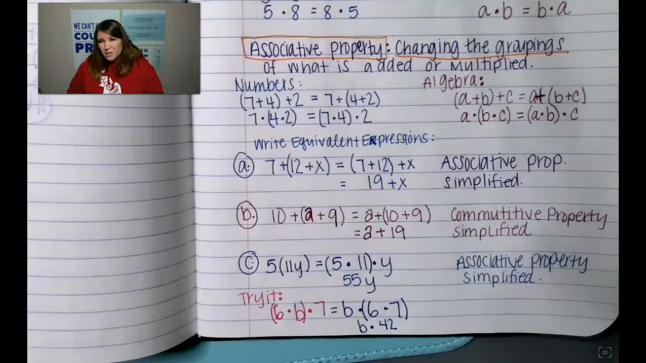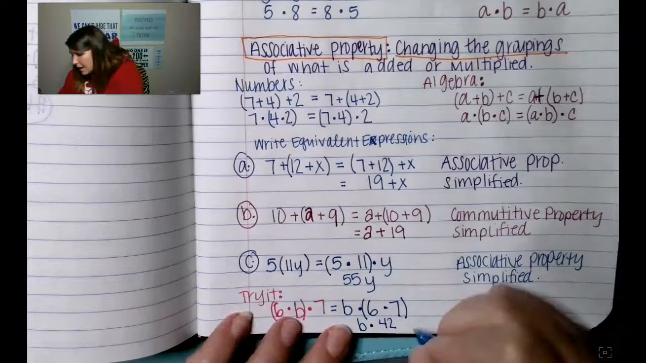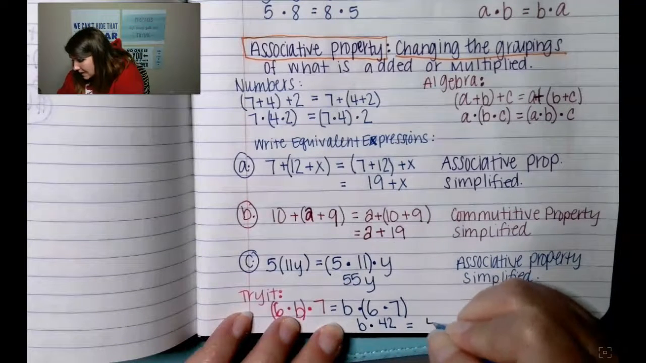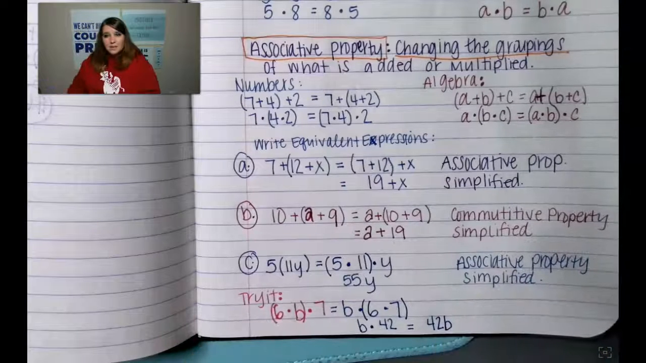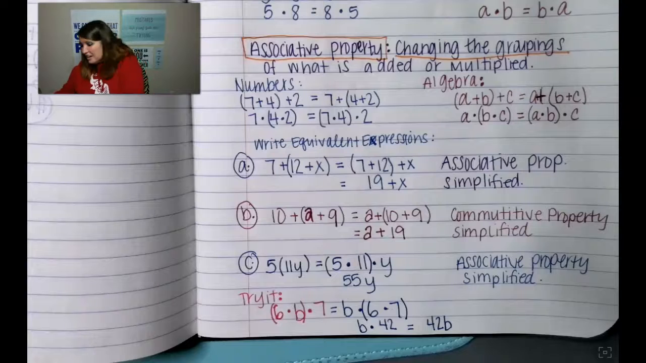And usually we don't write multiplication problems like that. We usually write them like this, 42b. We put the b in the back side. That's sort of funny.